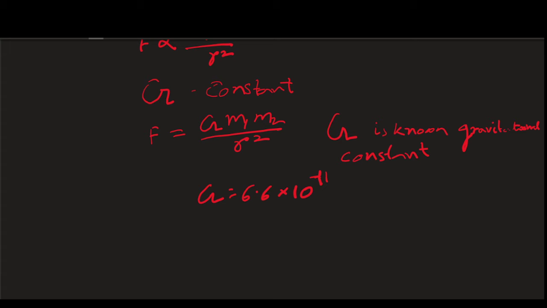Now, what will be the unit of G? If we put the unit of force, that is Newton, the unit of distance as meter, and the unit of masses as kg, then the unit of G will be Newton meter square per kg square. So this is the value of G, known as the gravitational constant. And this law given by Newton is known as the universal law of gravitation.